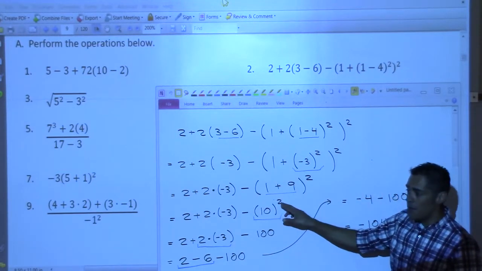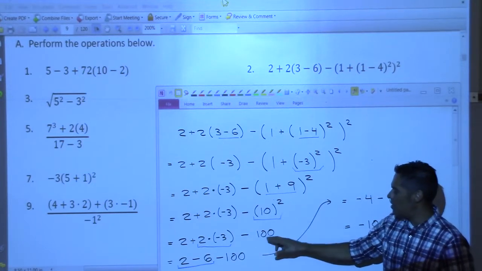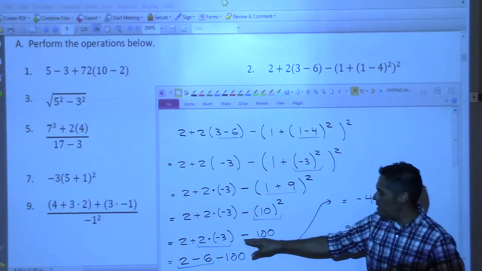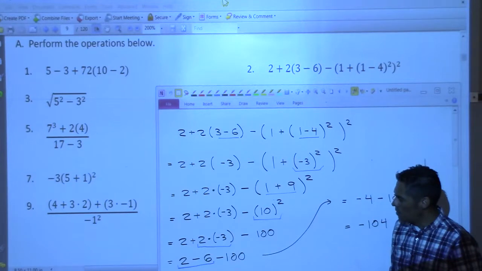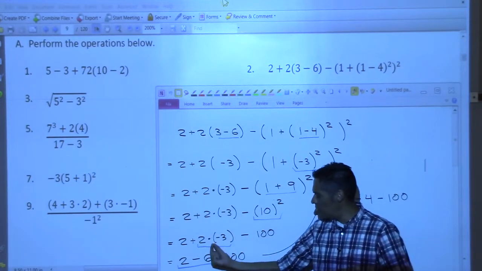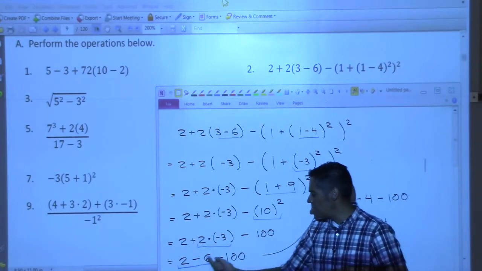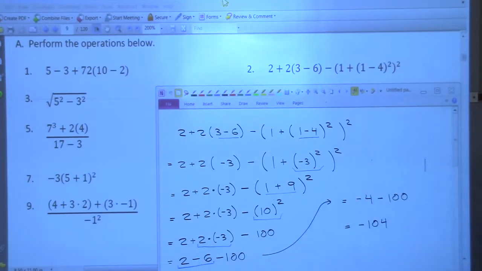Then I'm going to square the 10 because exponents would come next. 10 times 10 is 100. Still have the minus out here. Then I have addition, multiplication, subtraction, so I do the multiplication. 2 times negative 3 is negative 6. So I have 2 minus 6 minus 100, and then the rest of it. What do y'all think of that one? Any questions on any of these steps?